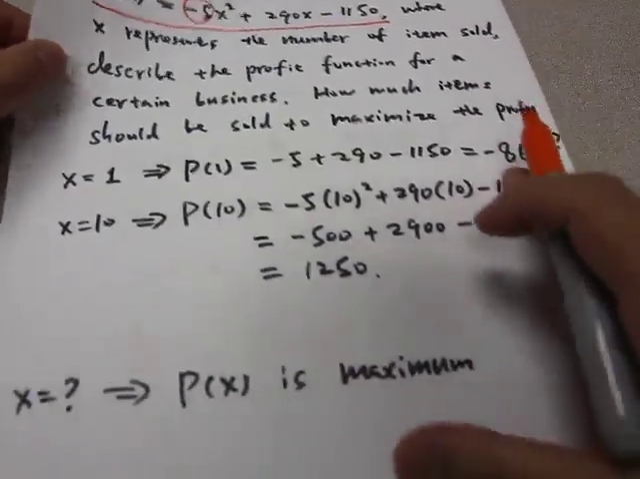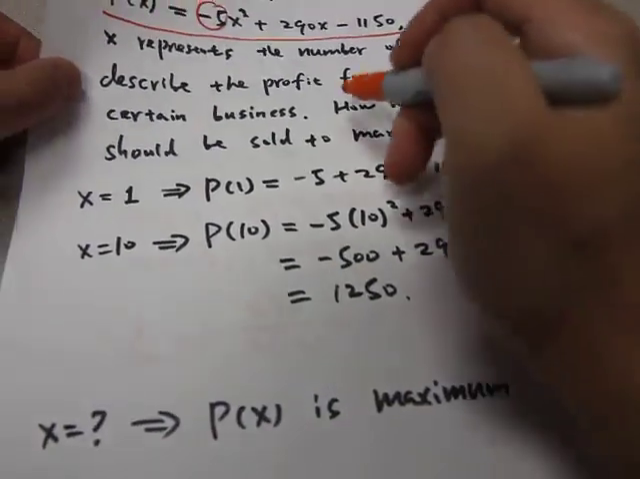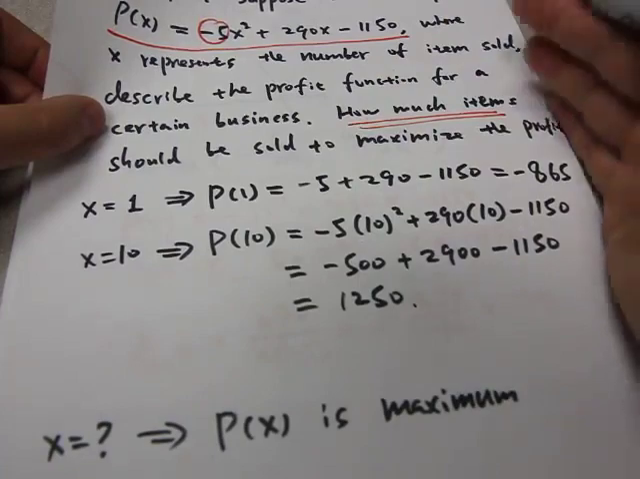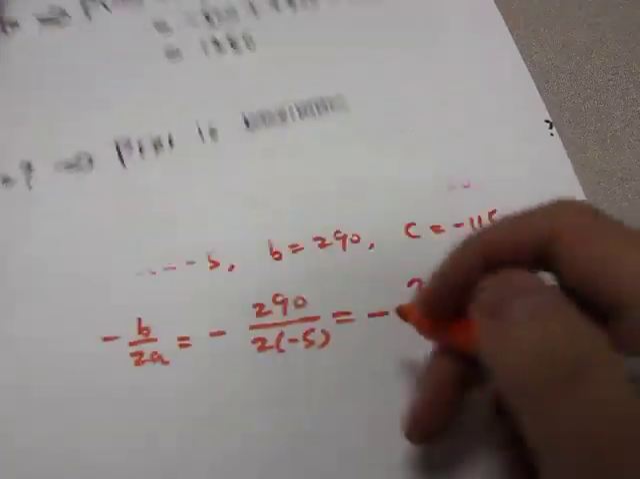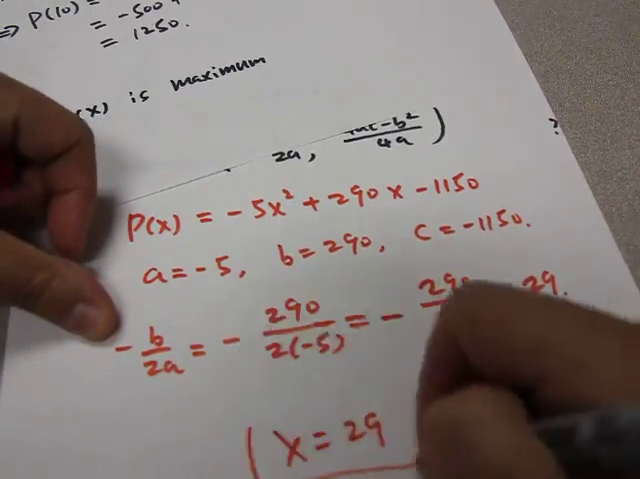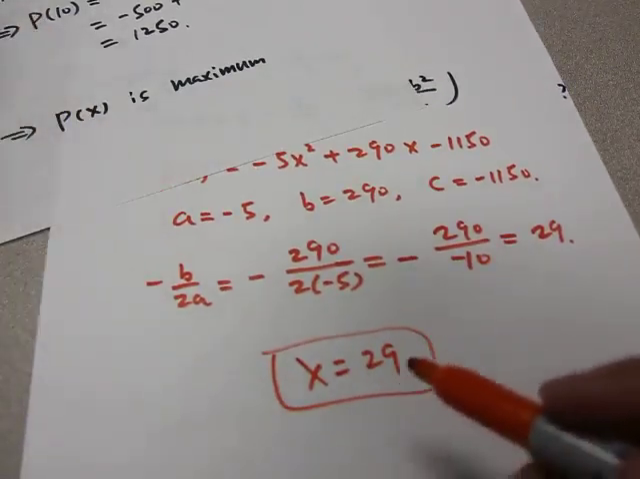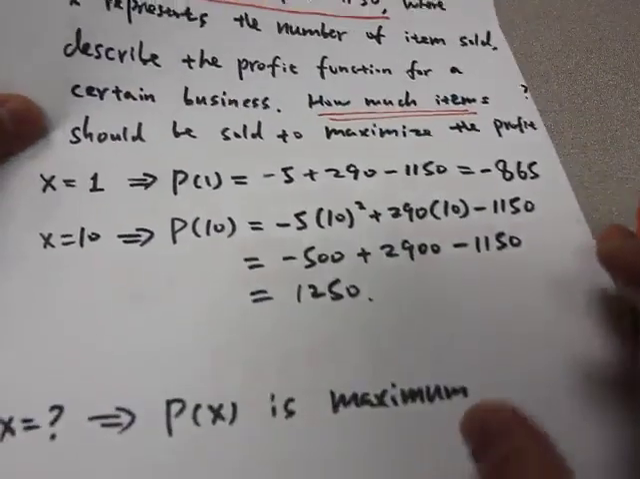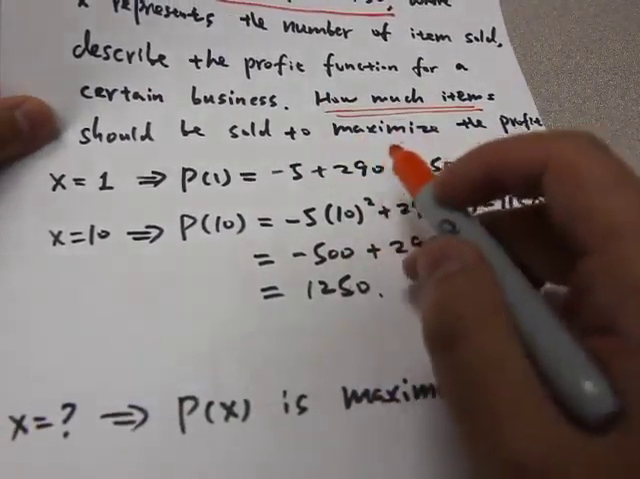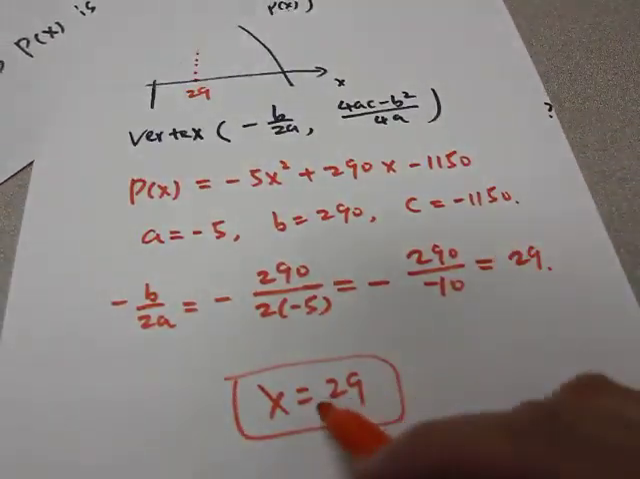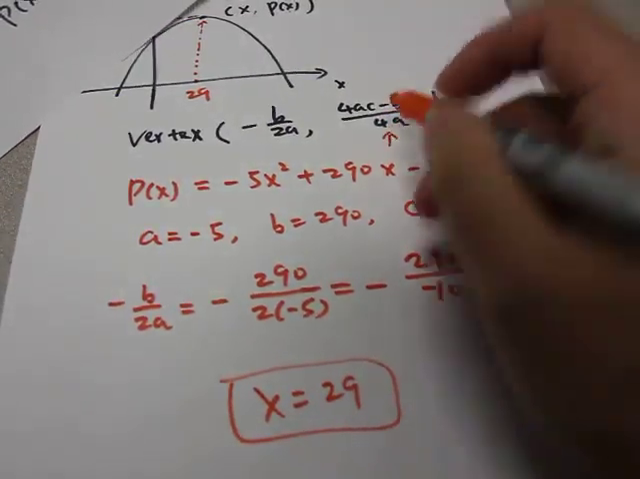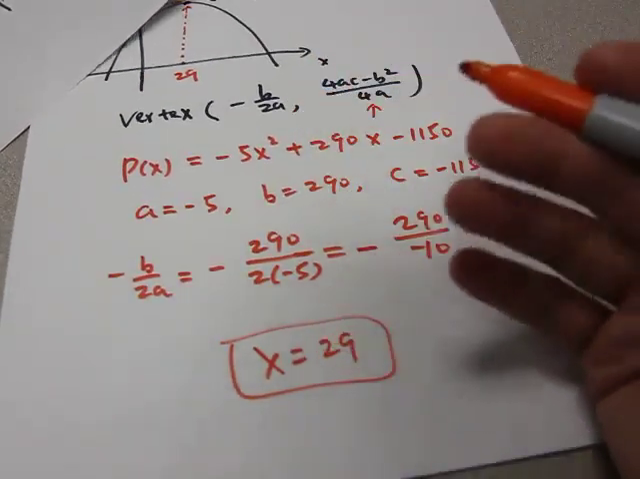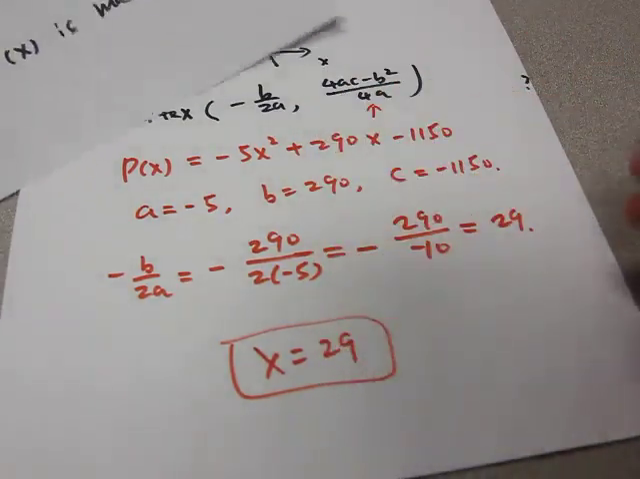Now, please remember this, because here what we ask is how many items should be sold. So that's why the answer is only the x value. We are not asking about the maximum profit, so you don't have to compute the y component. You just need to compute the x component, which is 29. Okay.